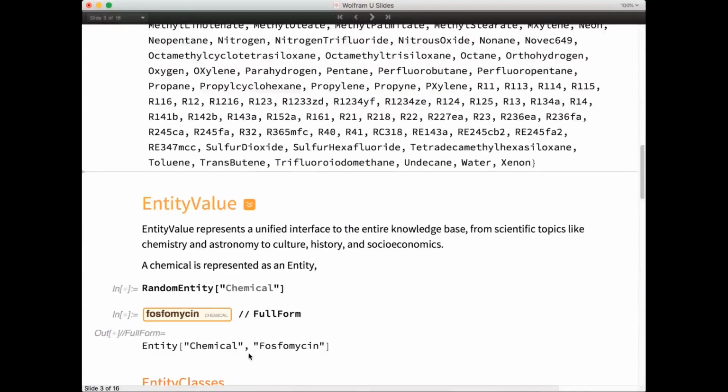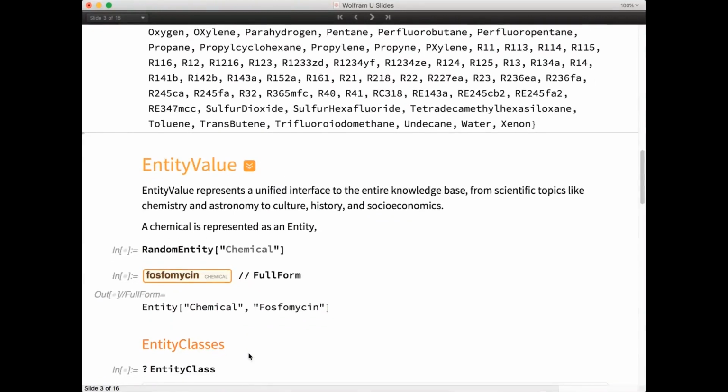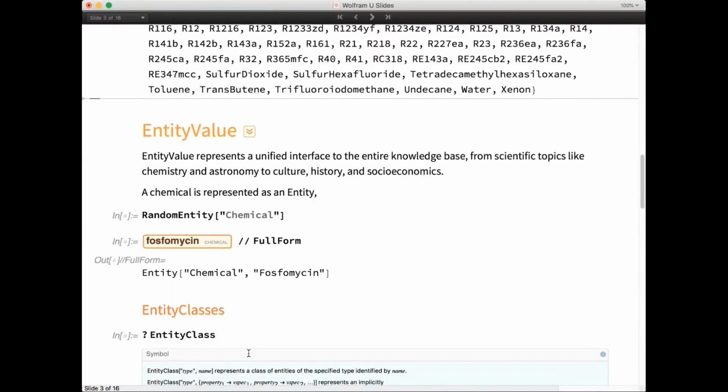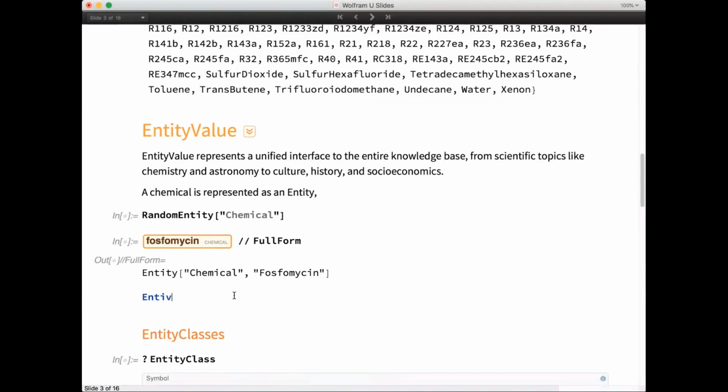So that was in version 6. Then shortly thereafter, in version 10 came entities, right? And so the range of real-world objects which are represented as entities in the Wolfram language greatly exploded. So previously it was chemicals, elements, maybe countries, but now if you want to know the different types of entities that are available in the Wolfram language, you, let's see.